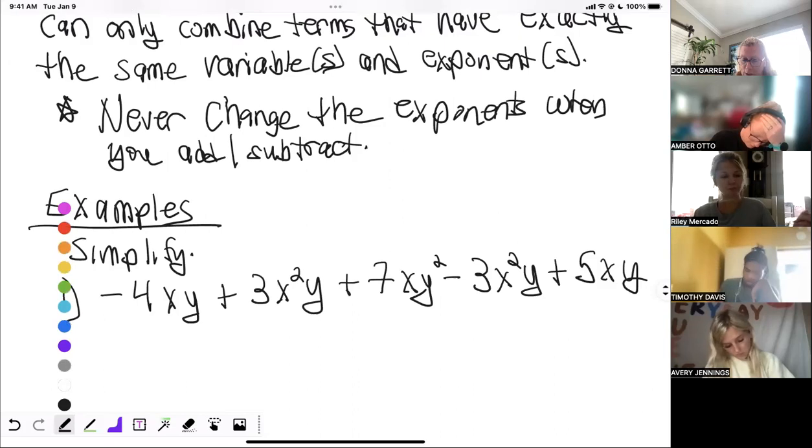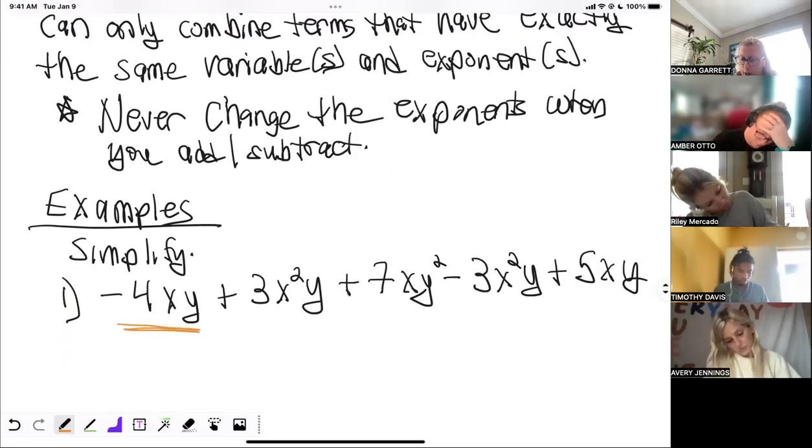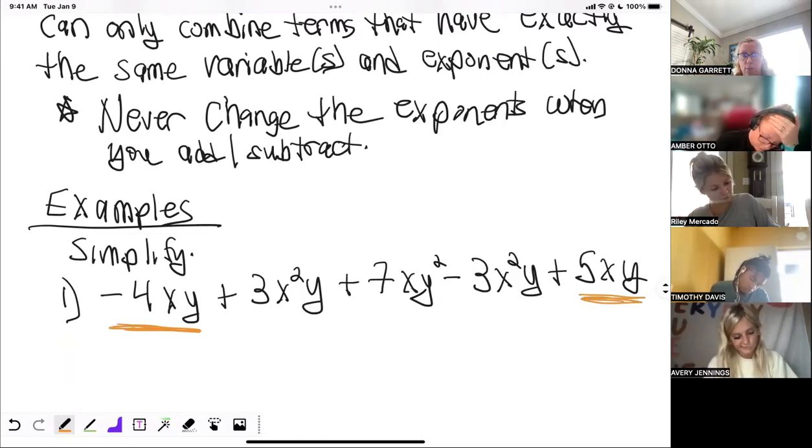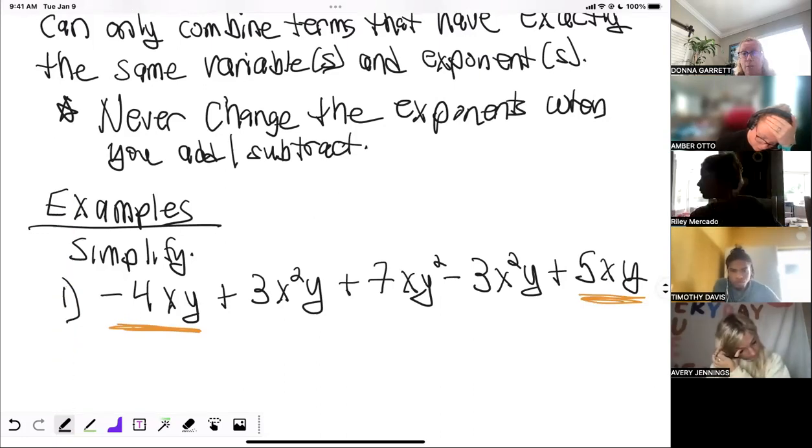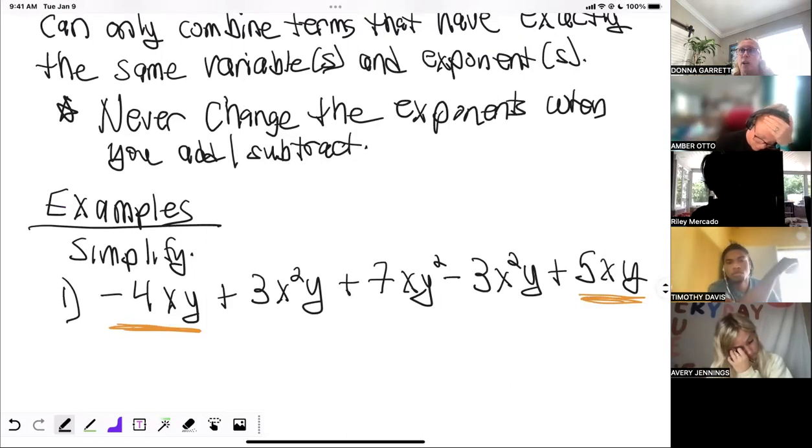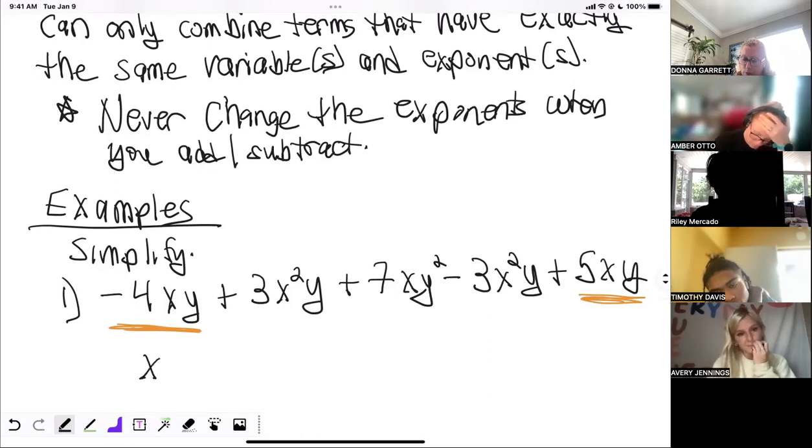So if I'm looking at this term, xy and xy, they both have x, they both have y, they both have a power of 1. X to the first, y to the first, right? So I can add those two, or subtract, whatever we have. I can put them together. So negative 4xy plus a 5xy, think of it separately. What's negative 4 plus 5? Okay, 1, which means I have 1 xy left, which I'm just going to write as xy. We don't have to put 1.